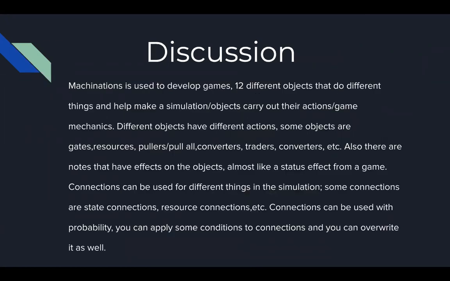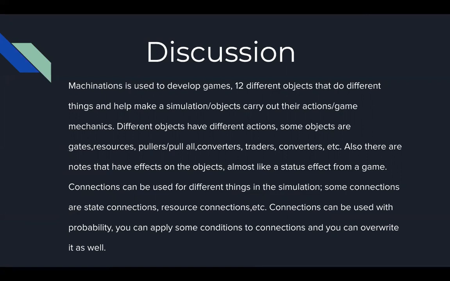Discussion. He went over Machinations. Machinations is basically used to develop games. There are 12 different objects and each do a different thing and help to make a simulation. And these simulations carry out actions and game mechanics. Some objects are gates, resources, pullers, pull-all, converters, traders, and converters.